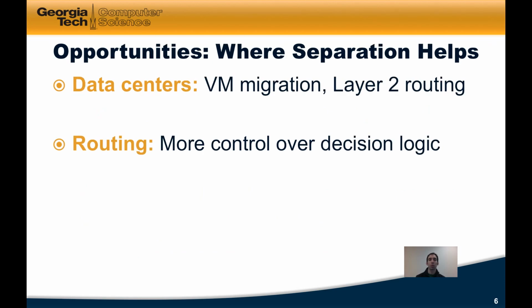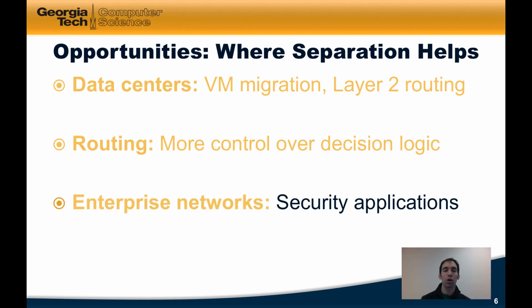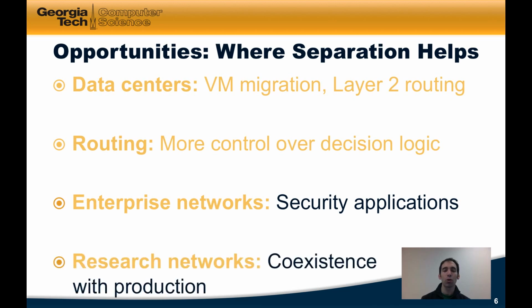So there are various opportunities that we'll look at where separation actually helps. In this particular lecture, I will provide a brief overview of where separating the data and control plane can help in data centers and in routing. And in a subsequent lecture, we will talk about also where this control and data plane separation can help make certain applications in enterprise networks easier to manage. We'll also talk about how the separation of control and data plane can help in research networks by allowing research networks to coexist with production networks on the same physical infrastructure.